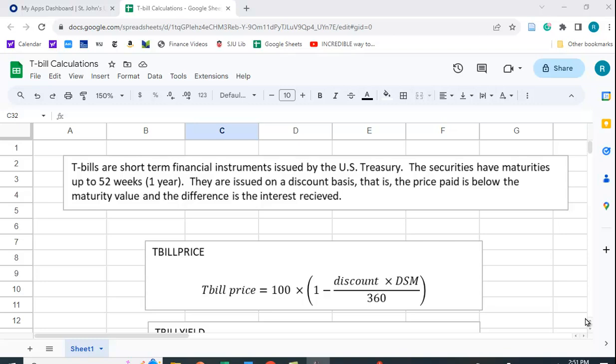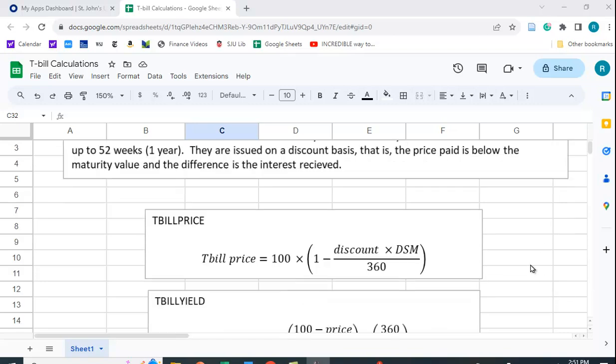So what they do is they sell it at a discount. And they sell it for a price below the maturity or par value. And the difference between the price you pay and the maturity value is the interest that you're receiving. So here's some of the calculations we can do.